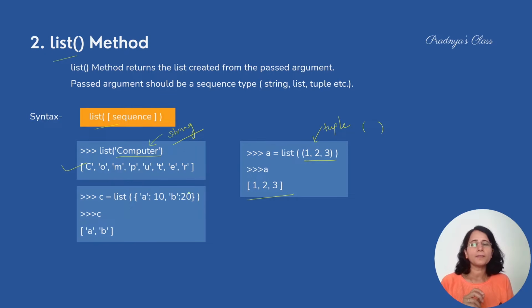In the third example I am using another data type, that is a dictionary. A dictionary we write in the form of key value pairs and enclosed in curly braces. We will study tuple and dictionary in the coming videos. So from a dictionary also we can create the list. In case of a dictionary, the list will contain only the keys.